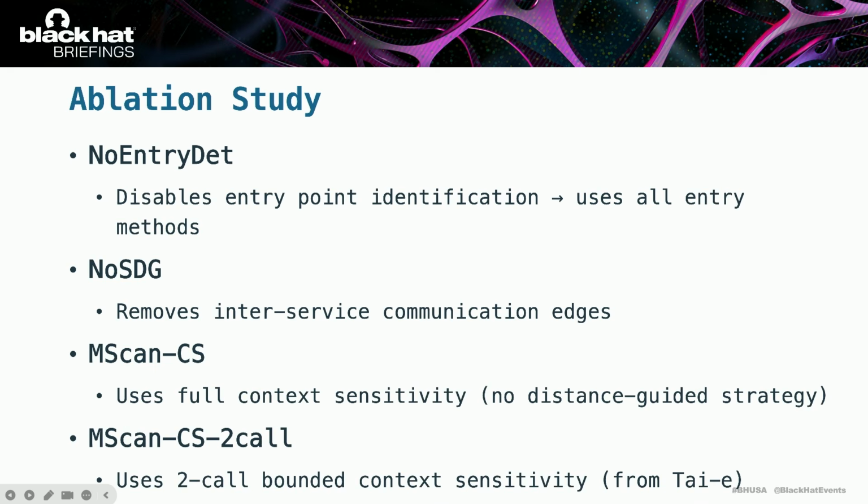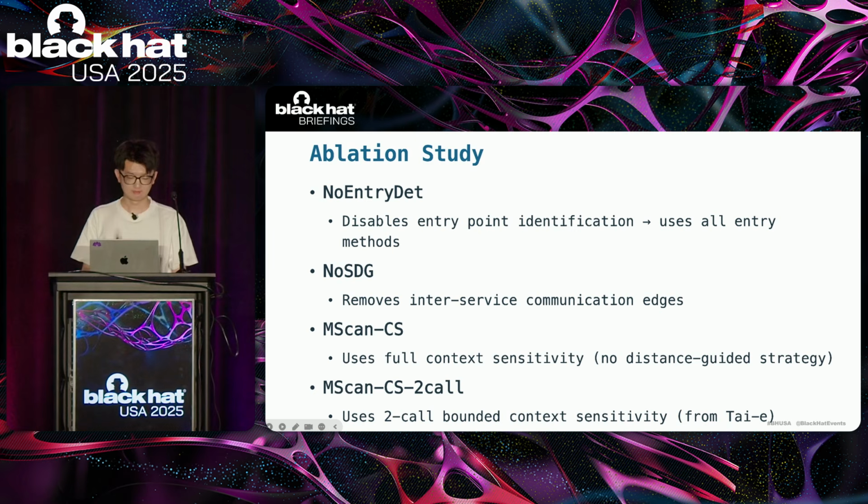To better understand the importance of each technique in MScan, we conducted an ablation study. We tested different variants by disabling or replacing key MScan components, such as entry point identification, the service dependence graph, and our distance-guided strategy. This helps us see exactly how each part affects the quality and performance of MScan. Next, I'll show you the results and what happens when any core feature is missing.